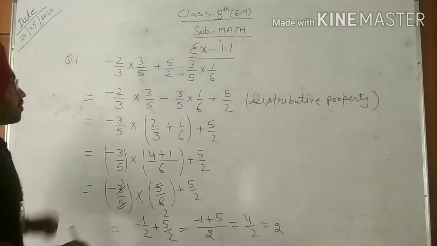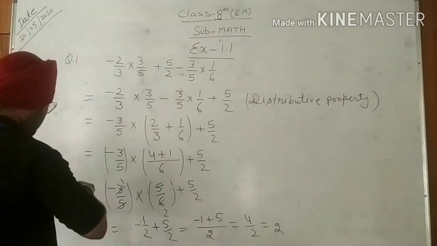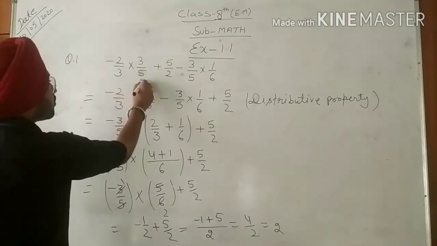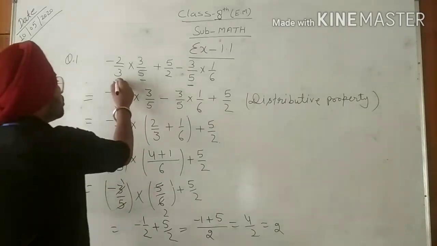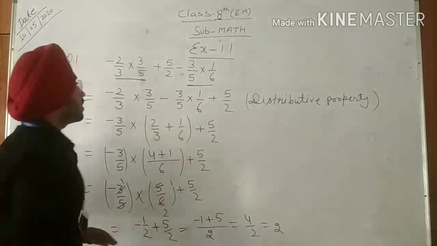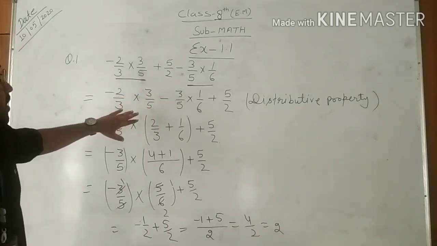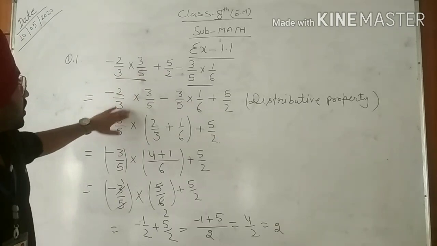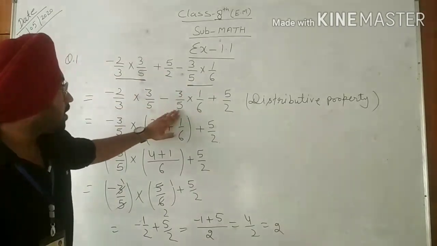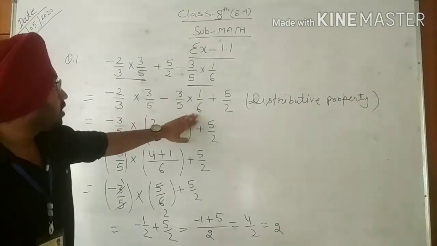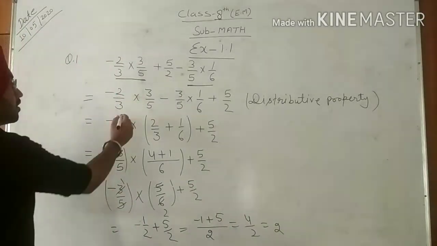First, in this question we observe that here 3 upon 5 and 3 upon 5 is common. So in these two terms, first we arrange them by commutative property. 2 upon 3 multiplied by 3 upon 5. इस नंबर को हम इधर लेकर आए, माइनस 3 upon 5 मल्टीप्लाई बाय 1 upon 6 एंड 5 upon 2 को हमने पीछे लिखा.